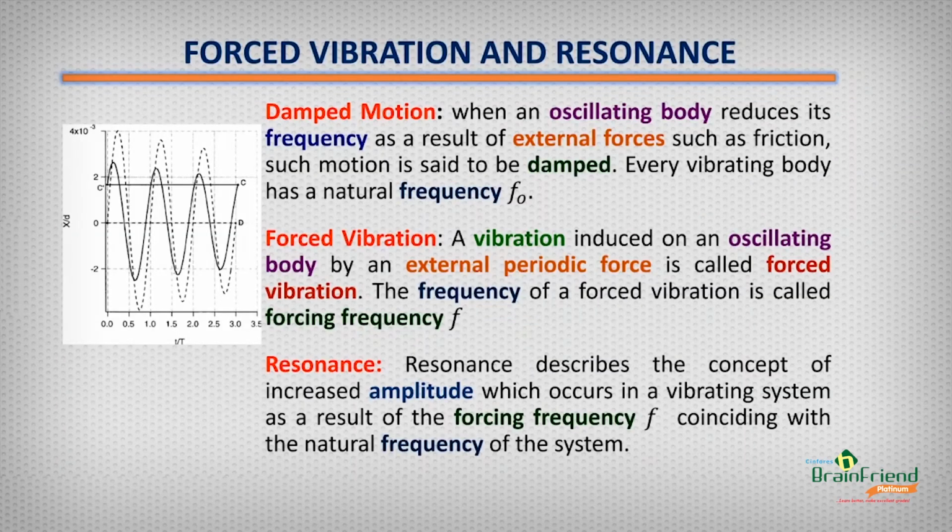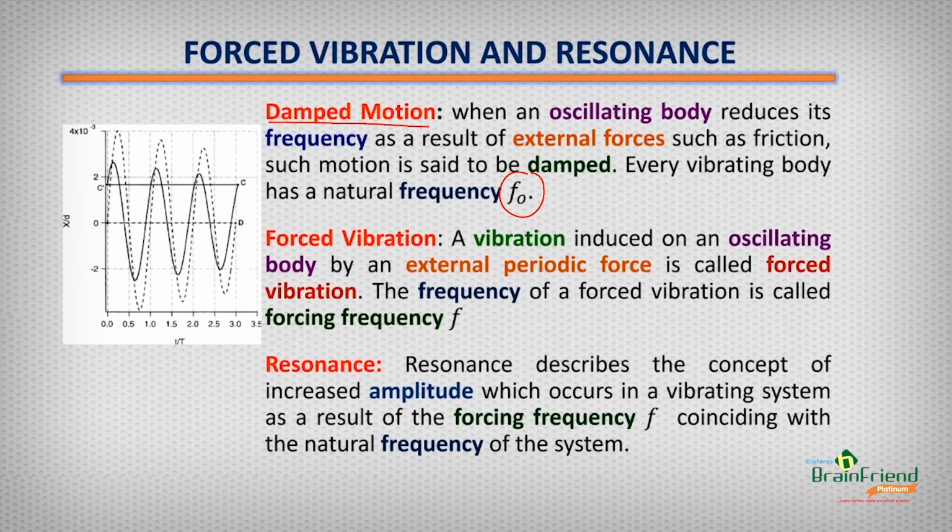Having solved those examples, let's go on to see some concepts related to simple harmonic motion. The first concept we have to look at is damped motion. A body undergoing simple harmonic motion moves with a natural frequency denoted by f subscript o. When this natural frequency is forced to reduce by an external force, we say that the motion is a damped motion. The next is forced vibration.